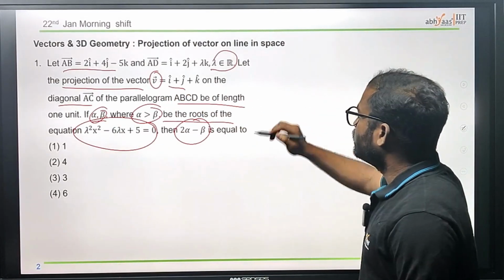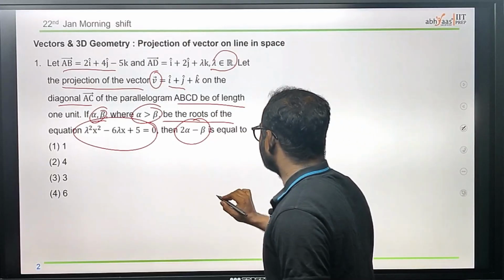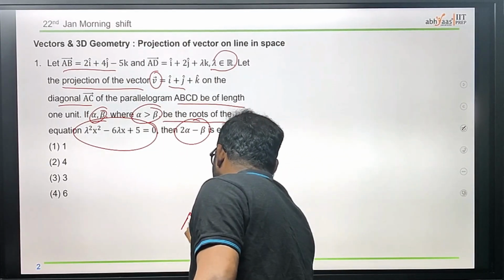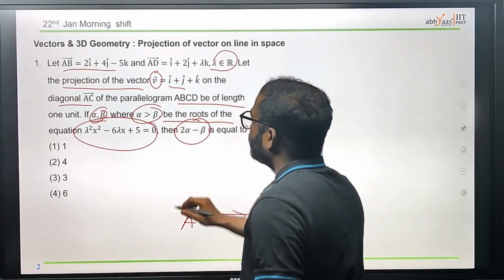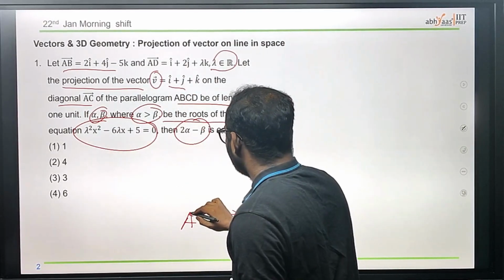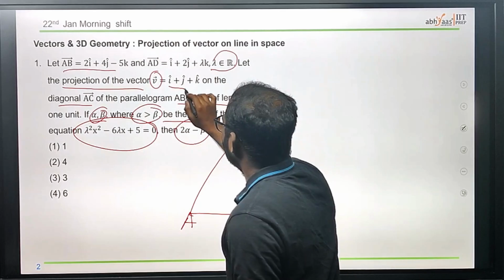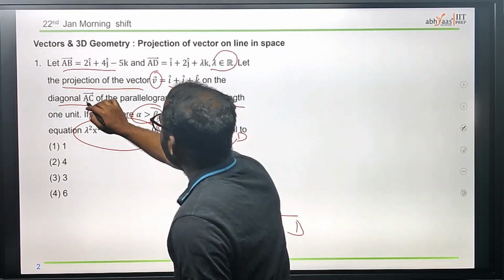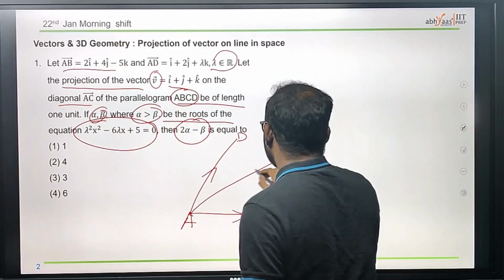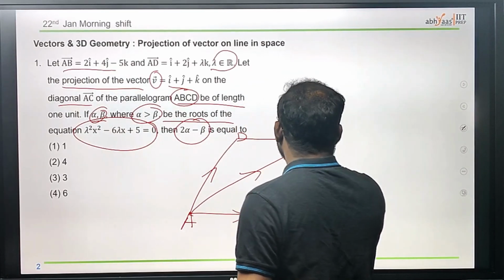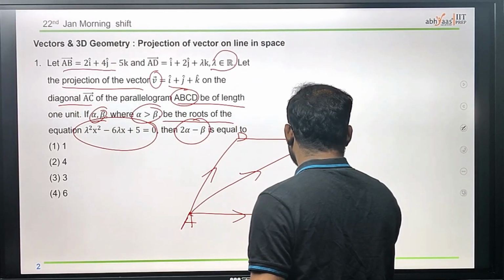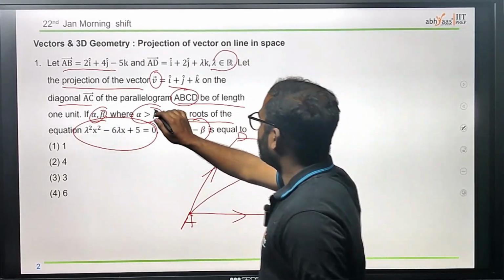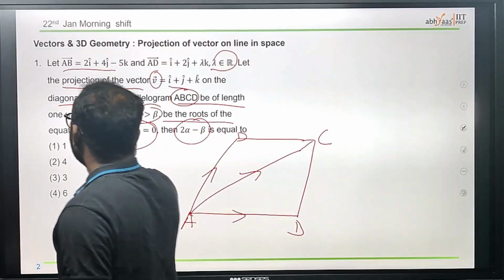First, if you observe, we have AB, which is in this direction. Similarly we have AD, like a parallelogram. If we observe, they have already given the parallelogram in this direction, and AC, which is a diagonal like this. Now we can join this by using these directions. ABCD is the parallelogram, and here they have given a length of 1 unit.